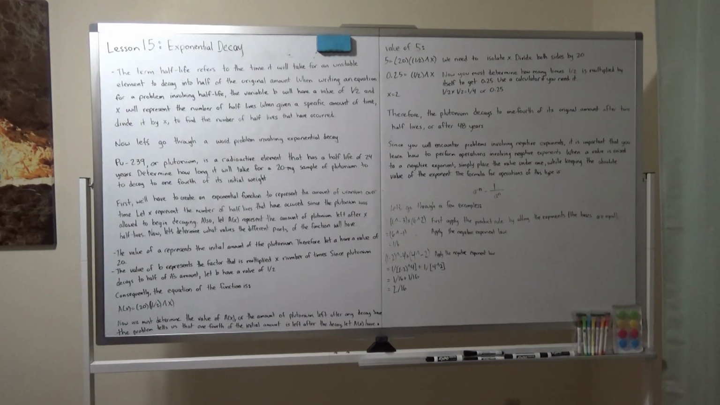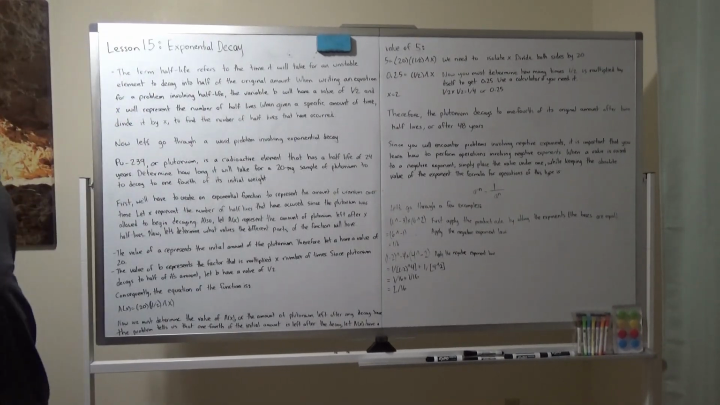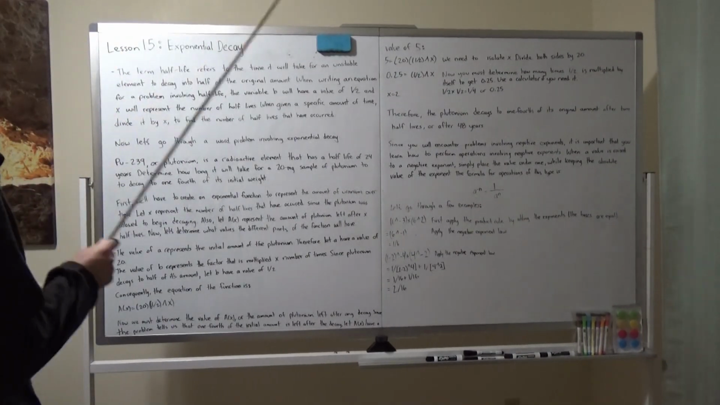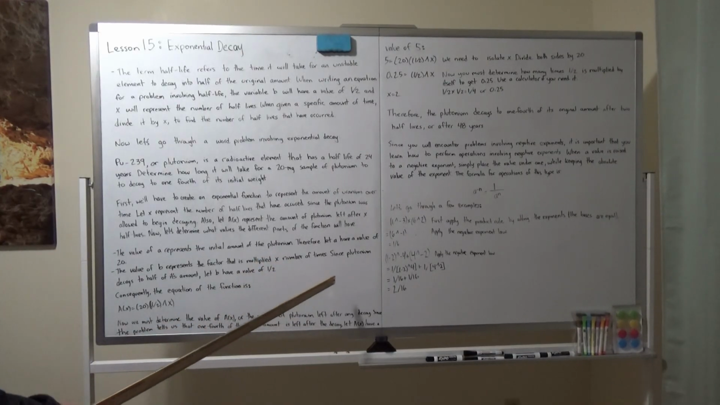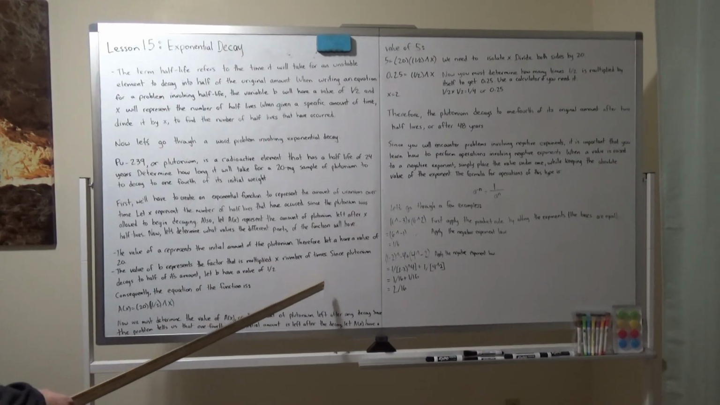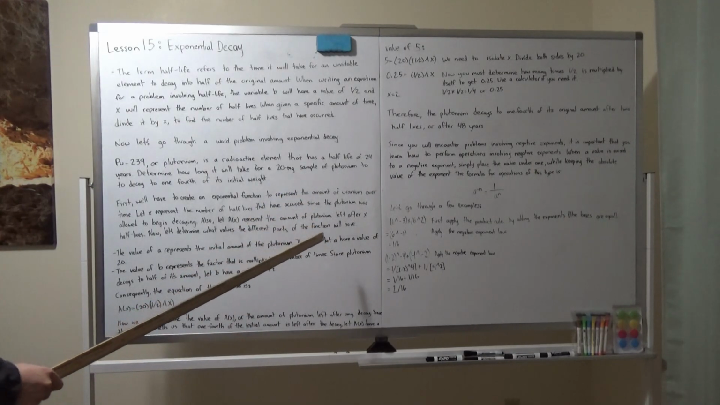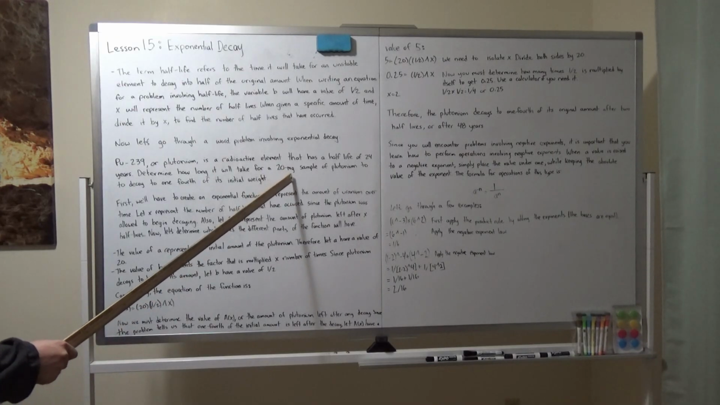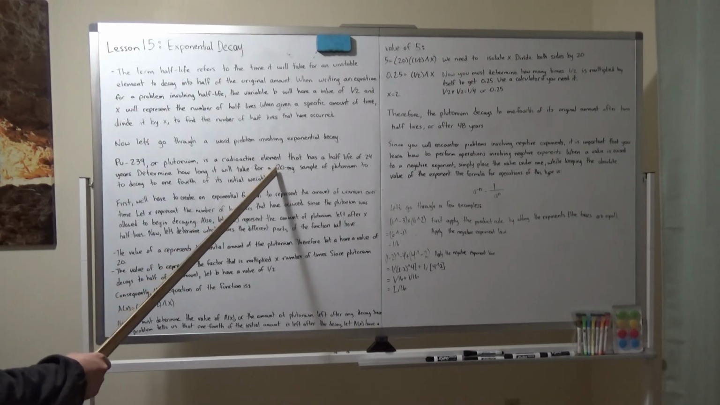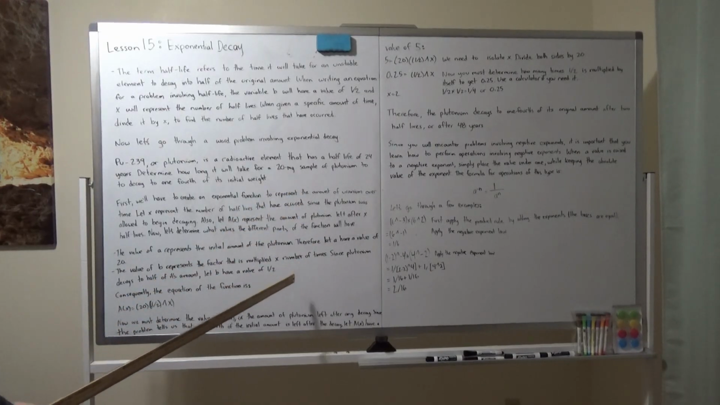Now let's determine what values the different parts of the function will have. The value of a represents the initial amount of the plutonium. Since we're told that we start with a 20 milligram sample, we let a have a value of 20.